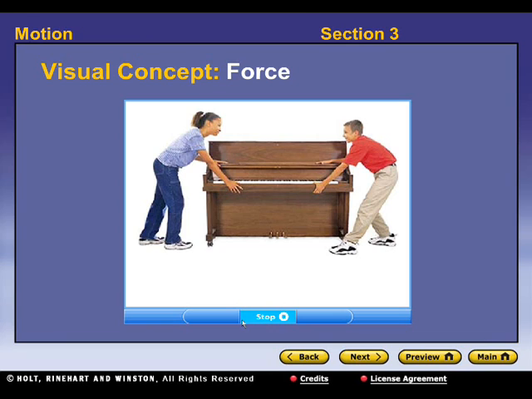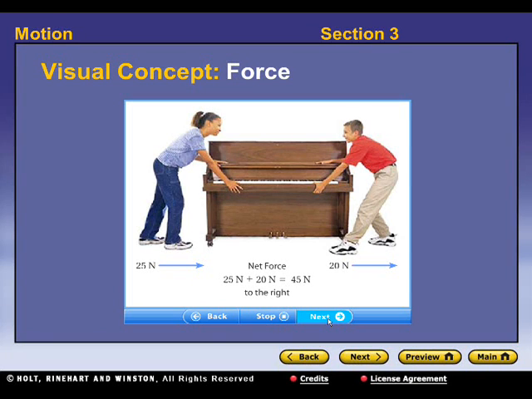To move a piano, one of these students is pushing it and the other is pulling it. Each student is exerting a force on the piano. A force has both magnitude and direction. It is measured in units of newtons. The student on the left is exerting a force of 25 newtons to the right. The student on the right is exerting a force of 20 newtons also to the right.